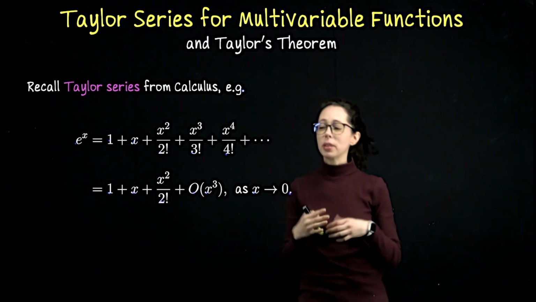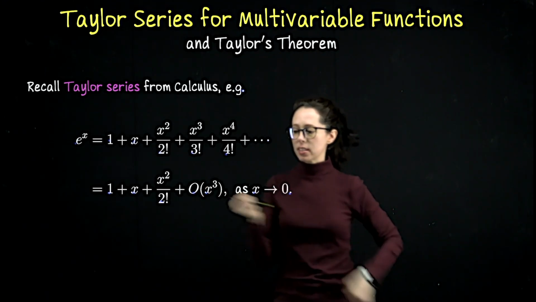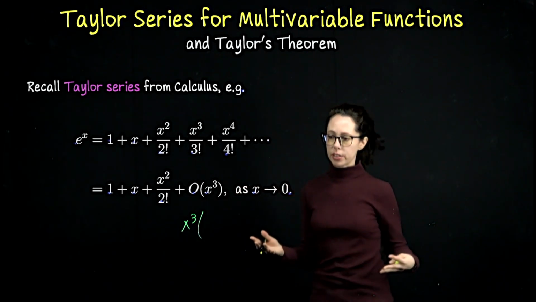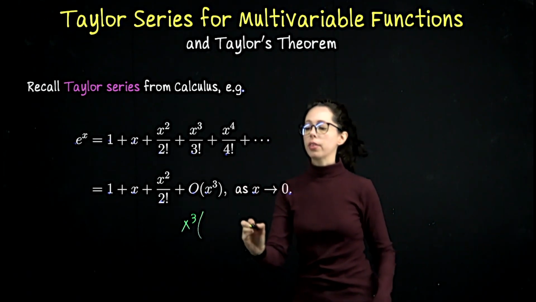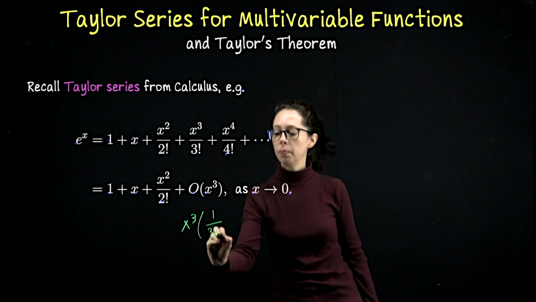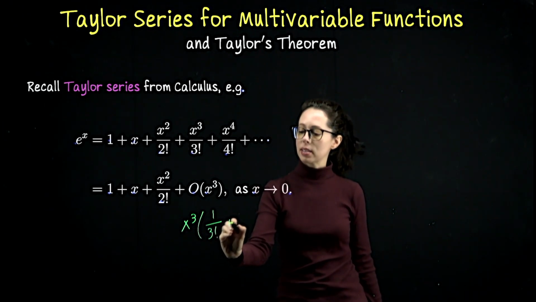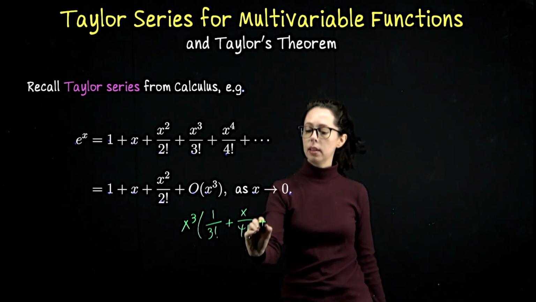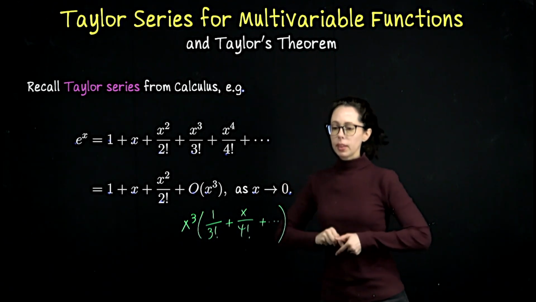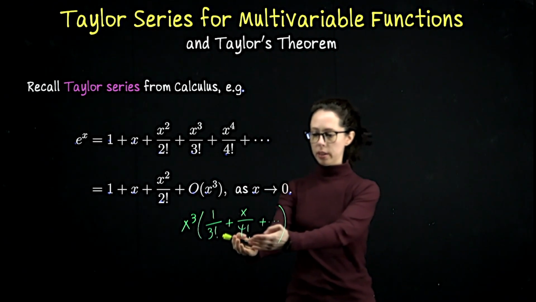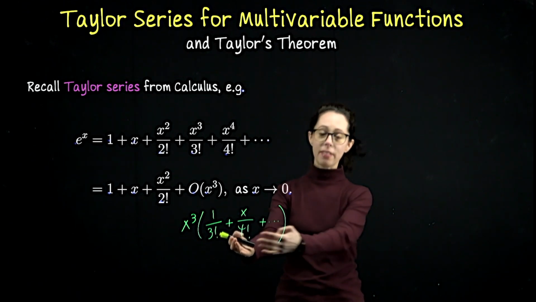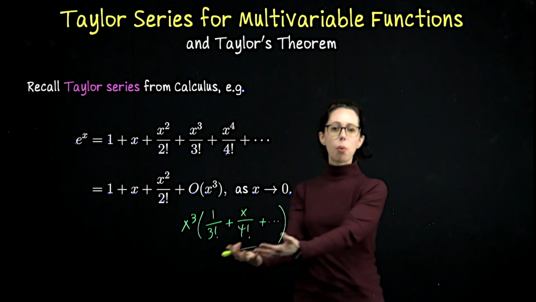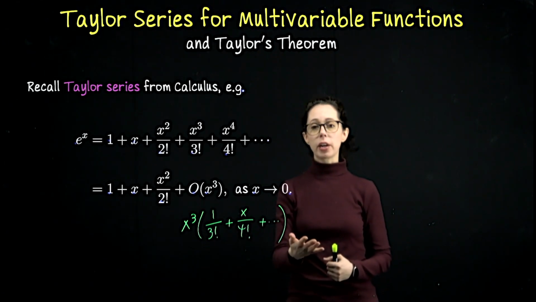So big O of x cubed, I would think of it here in this context as x cubed factors out of the rest of the Taylor series expansion for e to the x, leaving us with 1 over 3 factorial, so that's a constant, plus, if I factor x cubed out, x over 4 factorial, etc. And as x goes to 0, these terms, which all contain an x, they vanish. So you think of this leading 1 over 3 factorial as like the most important governing piece of this expression.